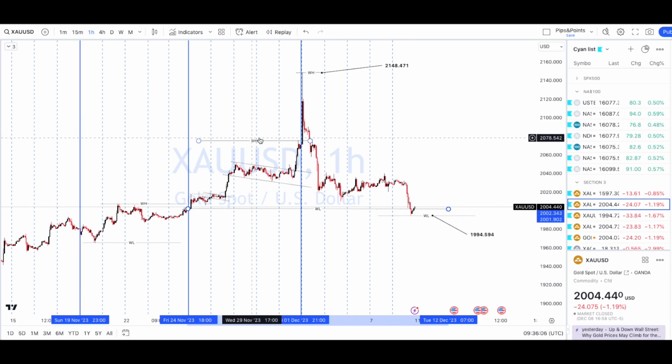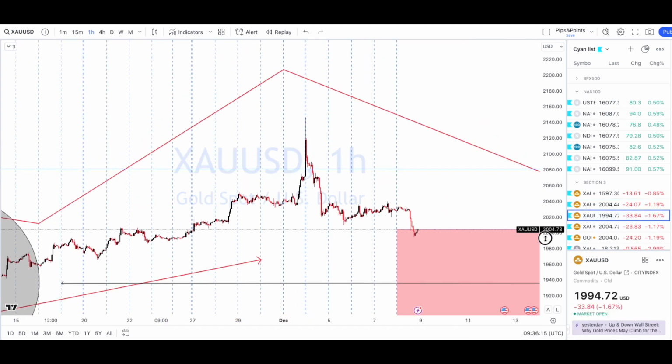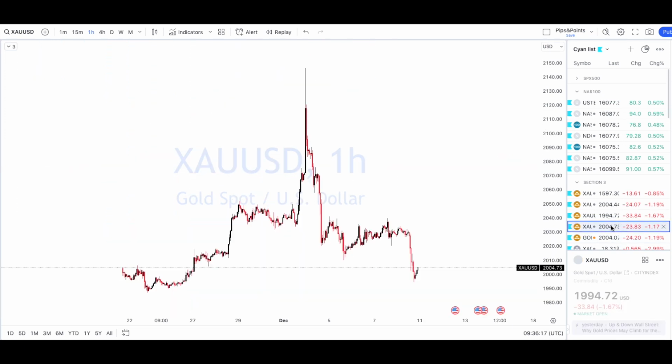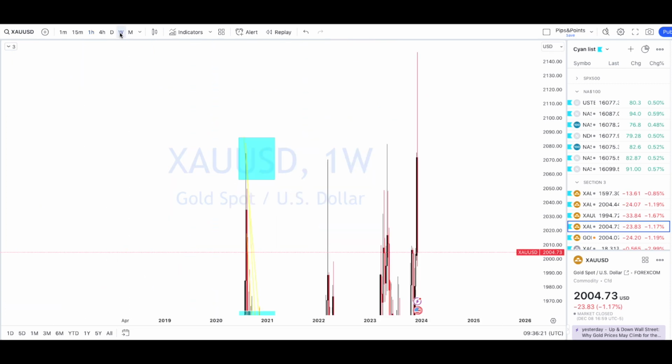And the reason why that assumption seemed to work out for me at that point is, if I go into another gold chart, and I get rid of all the scribbles on there, okay? And let's say we do a weekly on that, right?